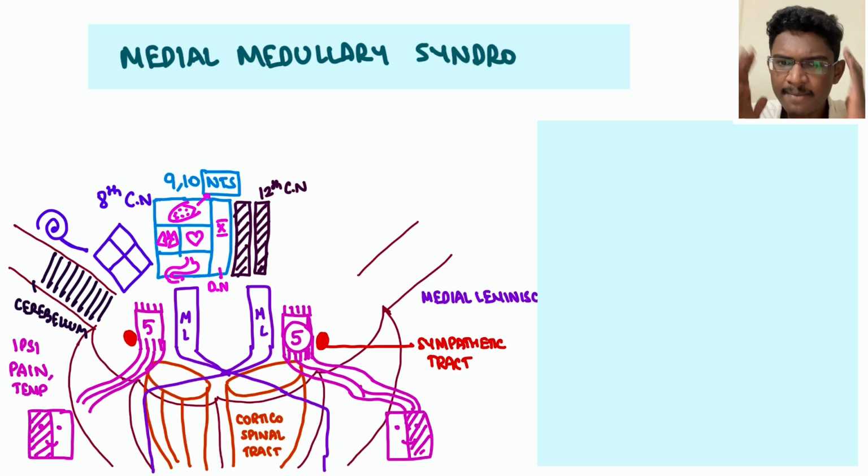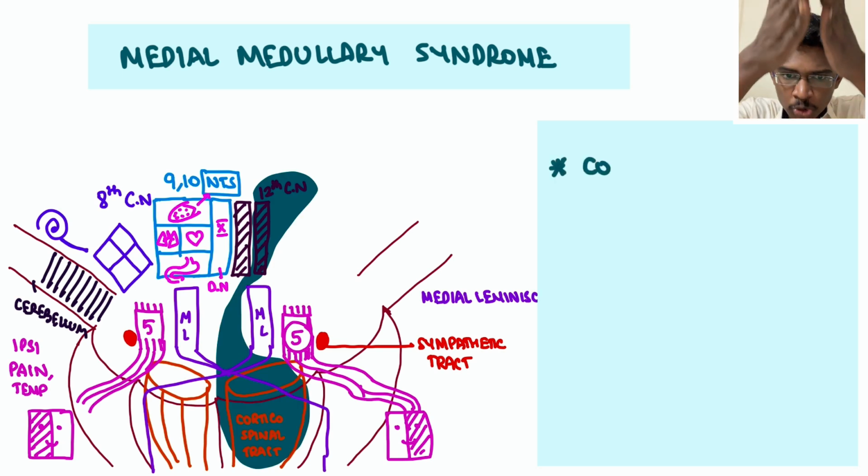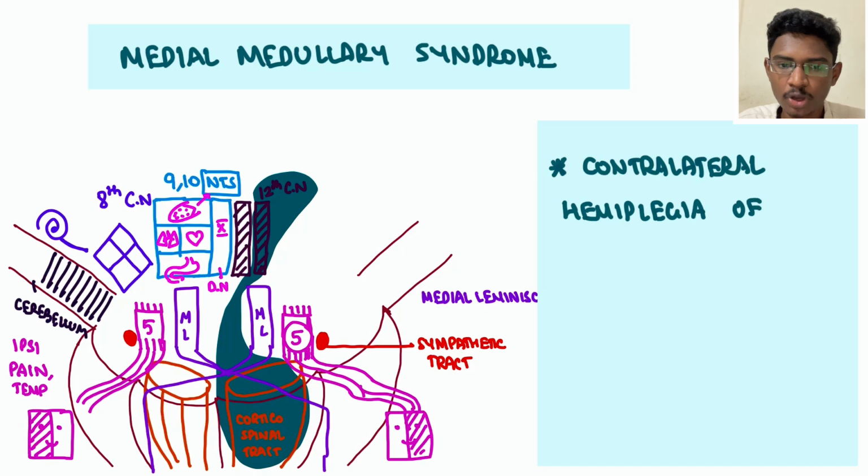Now in the same medulla section, we will learn medial medullary syndrome also. Here what happens is the medial-most segment of the medulla will be infarcted. So the 12th nerve nucleus is affected, and this motor part, this bulb consisting of the corticospinal tract, will be affected.